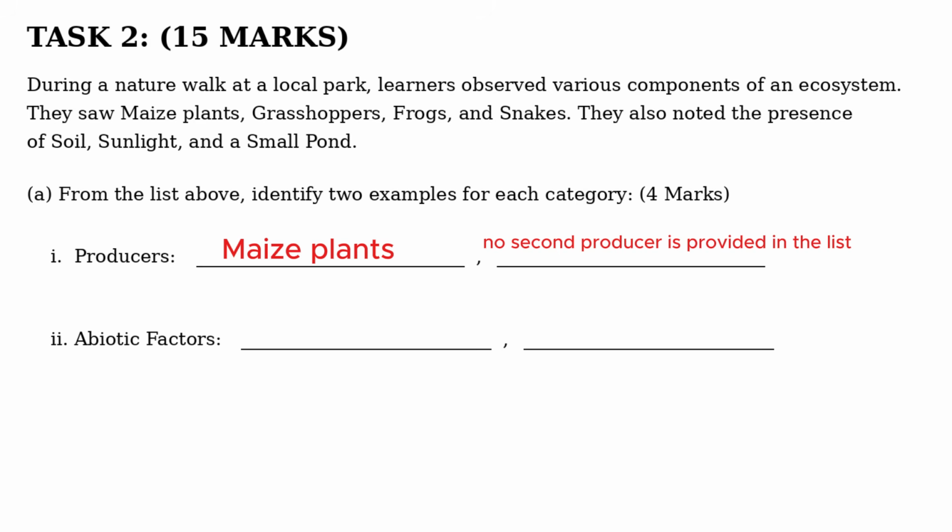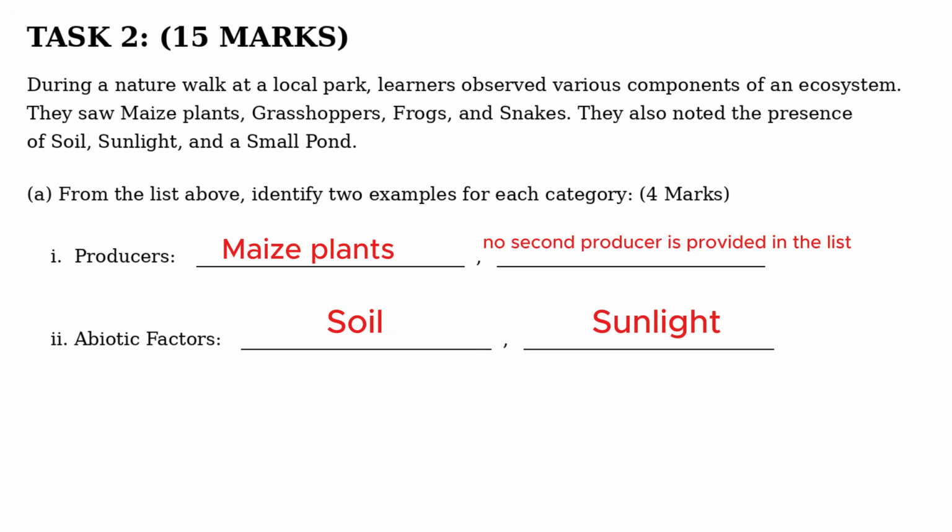And then question B, first of all, A2 says that are abiotic factors. Now, abiotic factors, you can say any 2, and I would say soil and sunlight, you see, because the small pond or water is also an acceptable abiotic factor. And in this question, the 2 I would mention include soil and sunlight. However, a small pond or water is also an acceptable abiotic factor, you see.